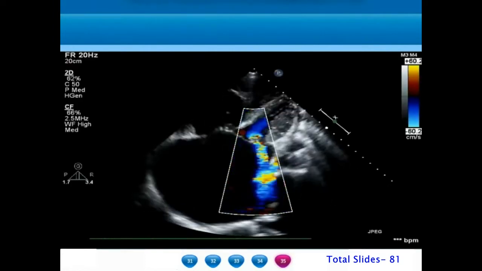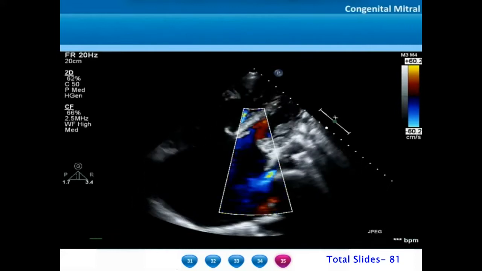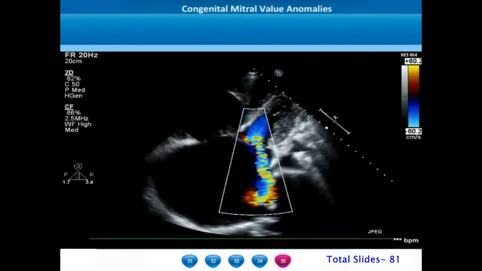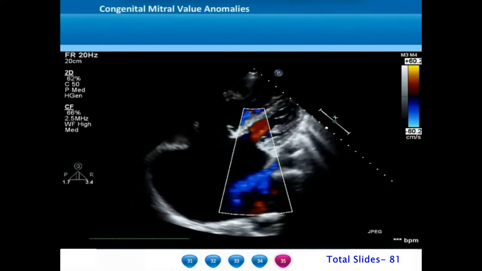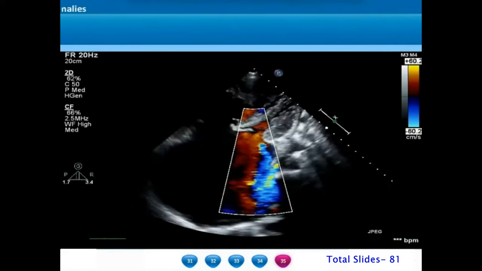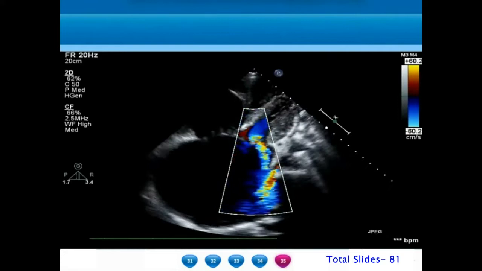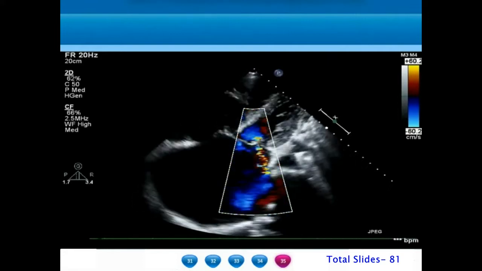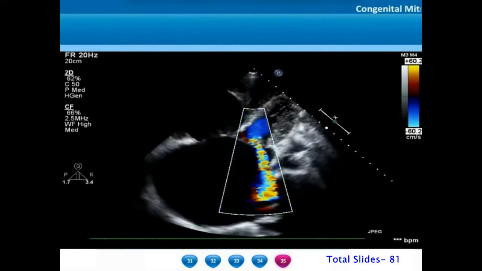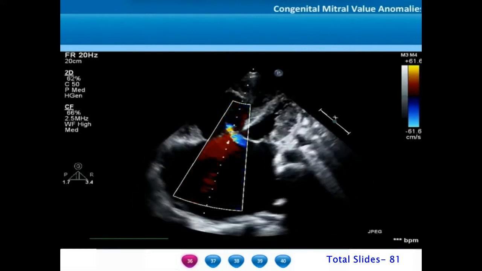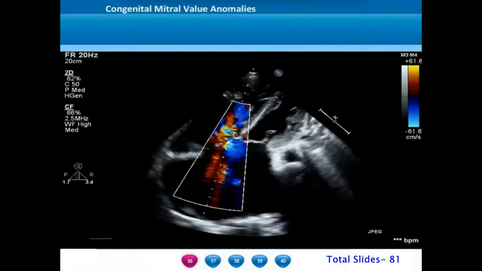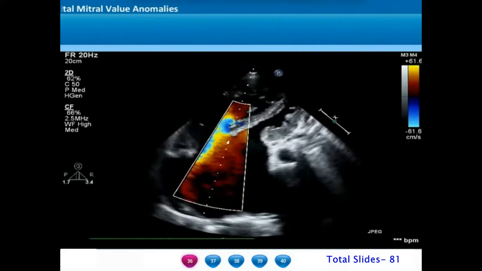Apical view of a common atrium shows an eccentric mitral regurgitation jet caused by the cleft of the anterior mitral leaflet with associated prolapse of the bridging leaflets, which directs the mitral regurgitation jet towards the posterolateral wall of the common atrium. Interrogation of the tricuspid valve shows the presence of mild tricuspid regurgitation in this patient with common atrium.